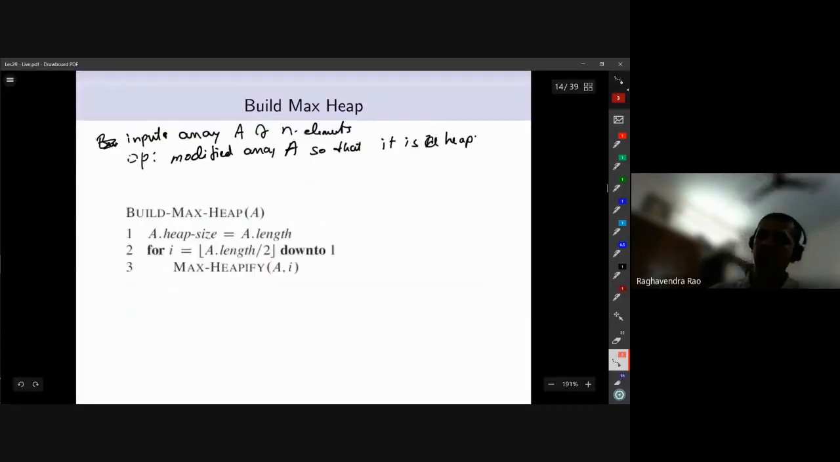So let's see if it satisfies. Let's say length is n. So what is the first iteration? So i is, sorry.